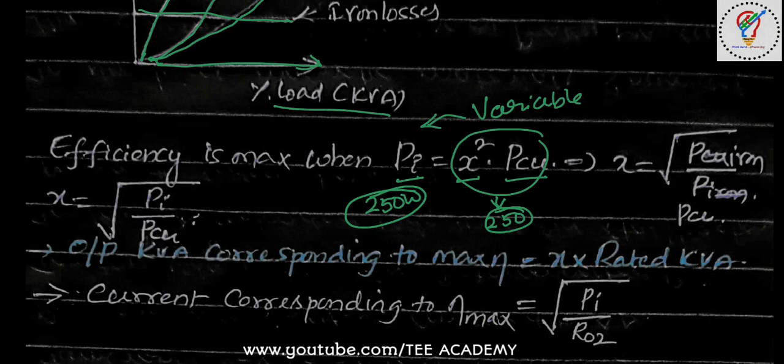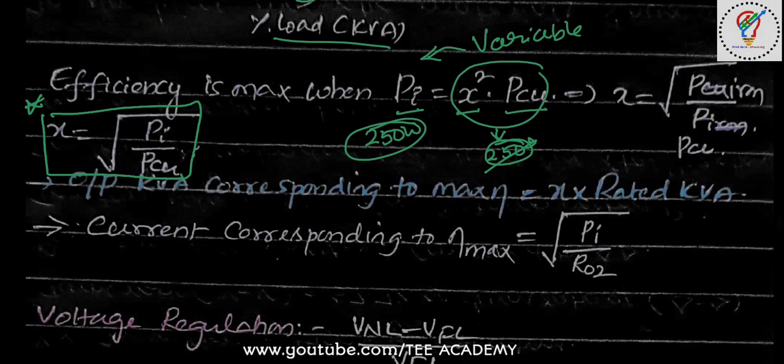So efficiency is maximum when iron losses are made equal to variable losses. Here this variable loss is 250. Now, at this time, where x is the fraction of load, x is equal to the square root of iron losses by copper losses. It's a very important point, and based on this formula, almost one question will be there in each and every examination except GATE.